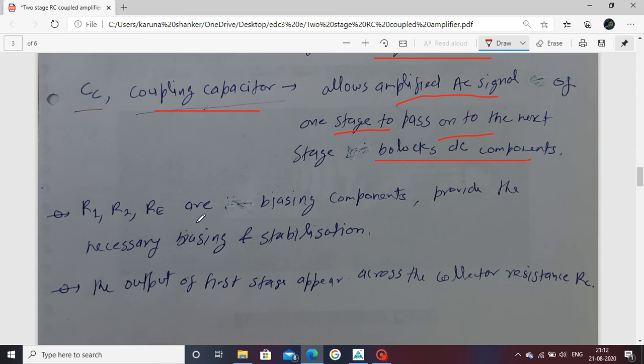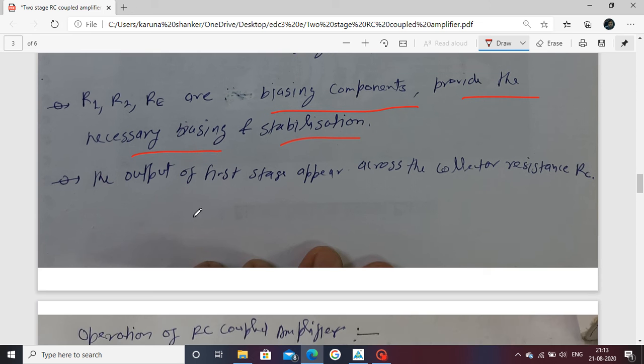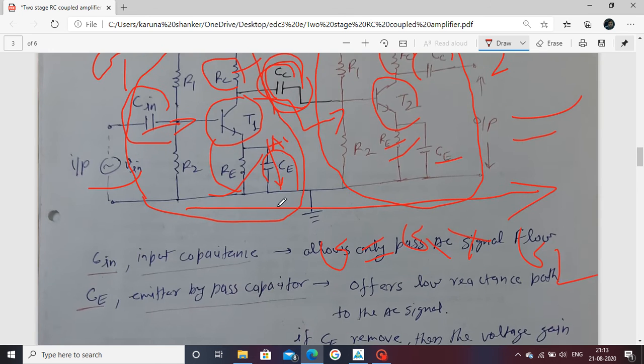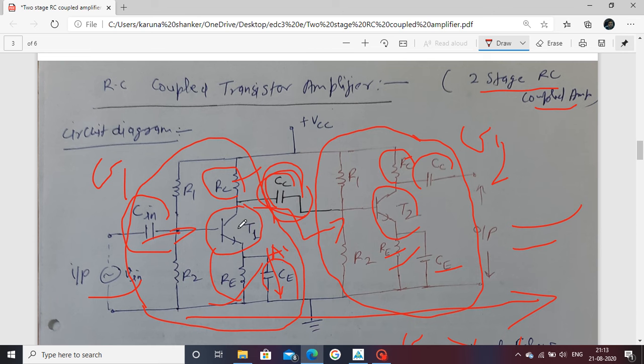Also see that R1, R2, R3 are the biasing components, providing the necessary biasing and stabilization of the circuit. It means that when temperature varies, your Q point is fixed. If the Q point changes, then proper amplification output does not come. Also mentioned here is that the output of the first stage appears across the collector resistance. This is the single transistor, the first stage output, which comes across RC. The second stage output also comes across this RC.